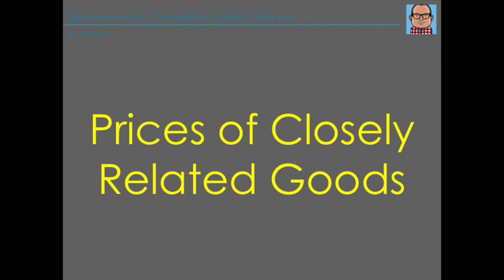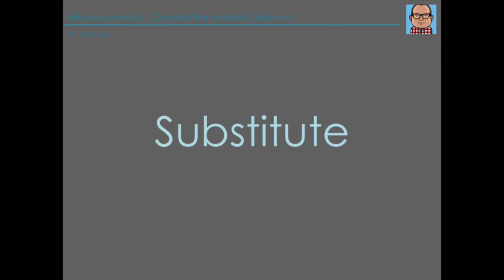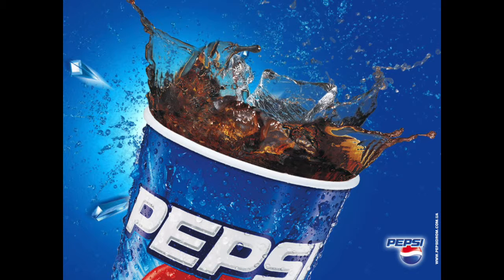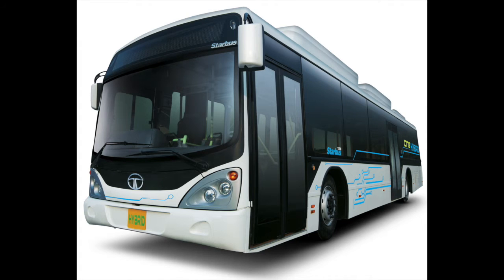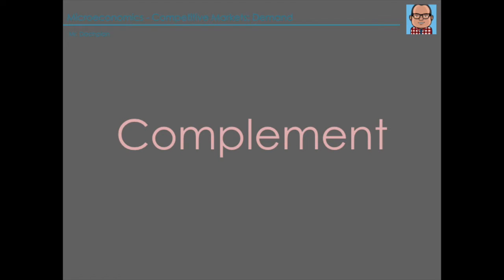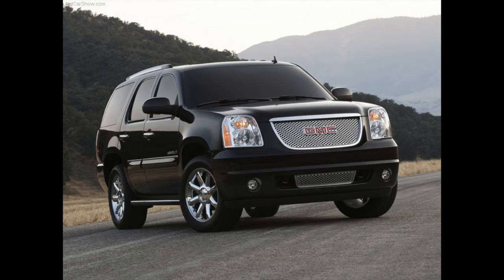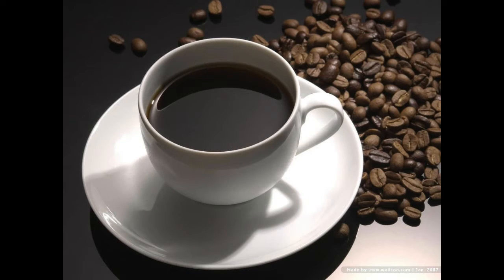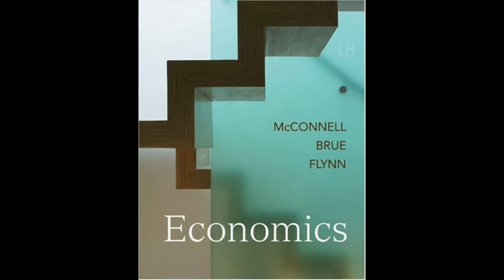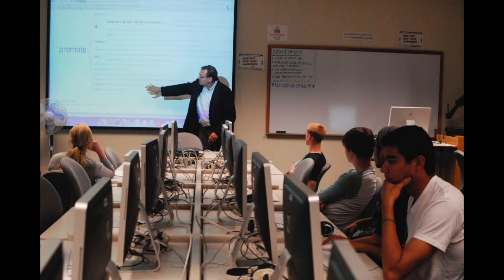Two goods are related if they are either substitutes or complements. A substitute is a good that has many of the same characteristics as and can be used in place of another good. For example, Coke is a substitute for Pepsi. Riding a car is a substitute for taking the bus. Downloaded music is a substitute for music CDs. A complement is a good that is consumed or used together with another good. Examples of complementary goods: gasoline is a complement to SUVs. Cream is a complement to coffee.